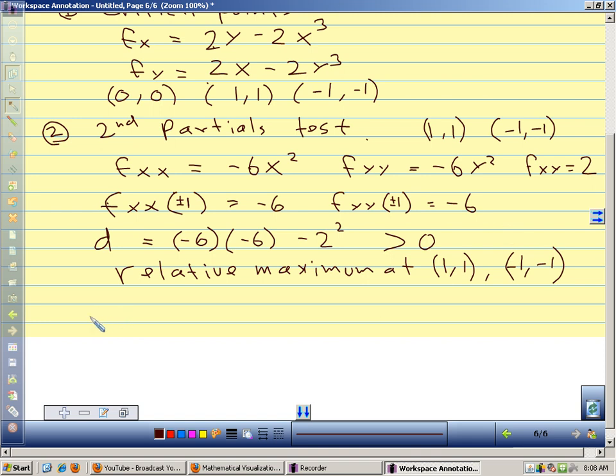And for 0, 0, our other point, our discriminant is 0 minus 2 squared. Each of these evaluate to 0 at x and y equals 0, so we get minus 4, which is less than 0. So we have a saddle point.